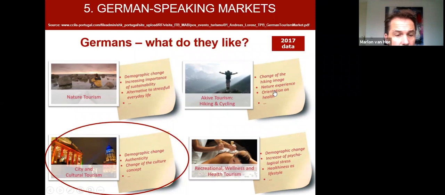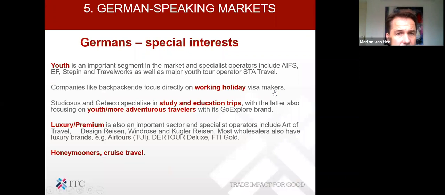So if you want to work with the German market, you have to offer more diverse products to be able to tap into more market segments in Germany. Okay, some special interests. Youth travel, again, working holidays, and you have names of some tour operators that are working in these areas. So for example, Studiosus and Gebeko are 2 big German tour operators that are, for example, more into catering for German youth, students, and adventure travelers.